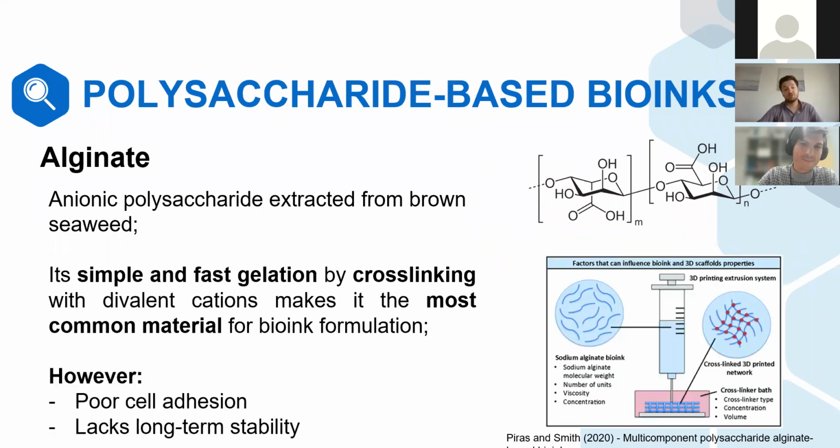However, alginate often shows poor cell adhesion. Cells do not tend to adhere a lot to alginate materials, and they sometimes lack long-term stability. This may be circumvented by combination with other polymers, and that's something I really want to reinforce, which is that many bioinks use combinations of materials in order to have, as we spoke before, the good biological performance and the good mechanical features that we need.